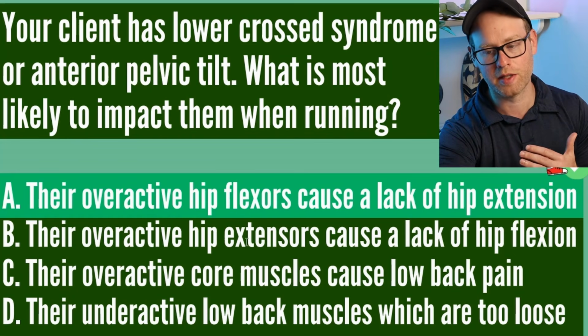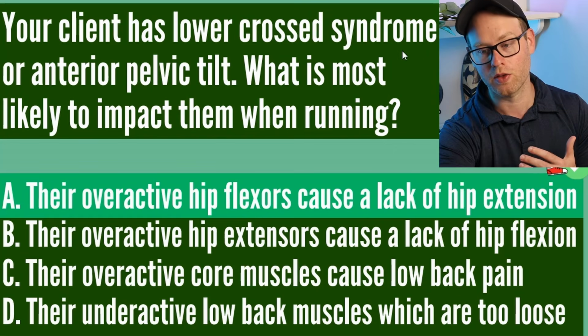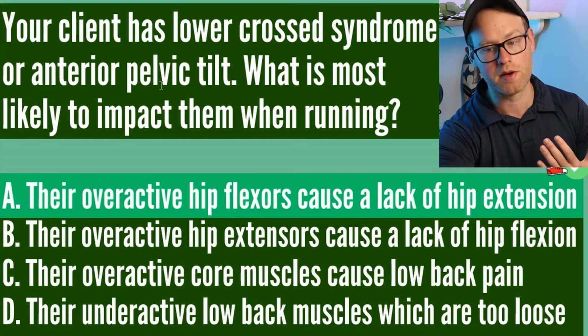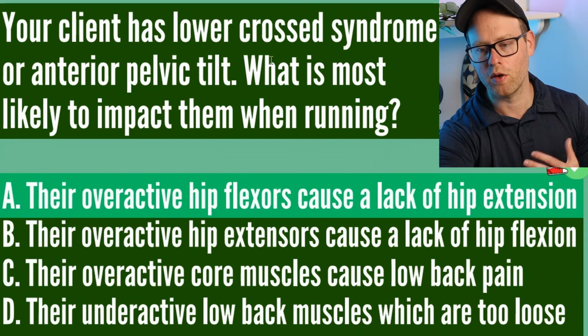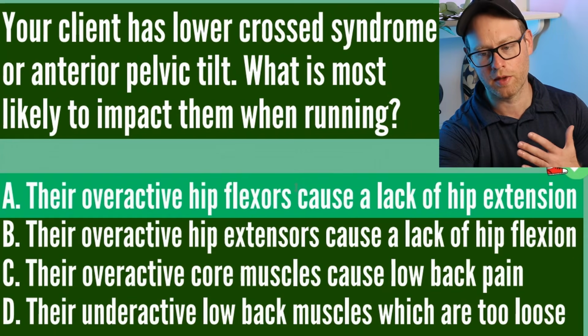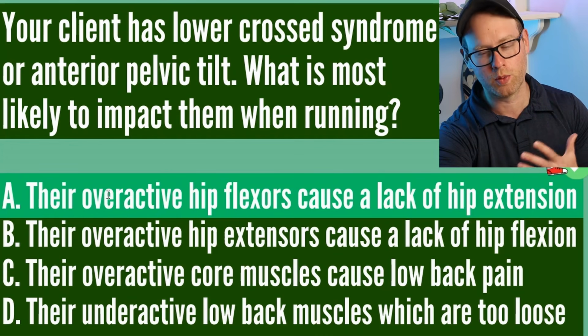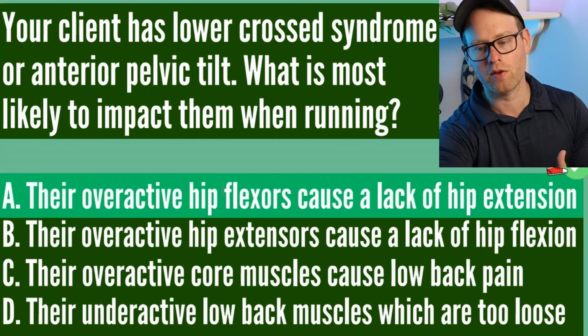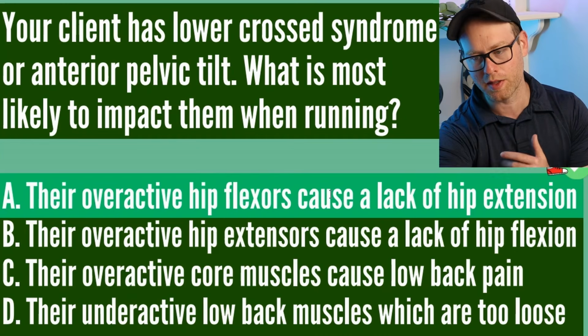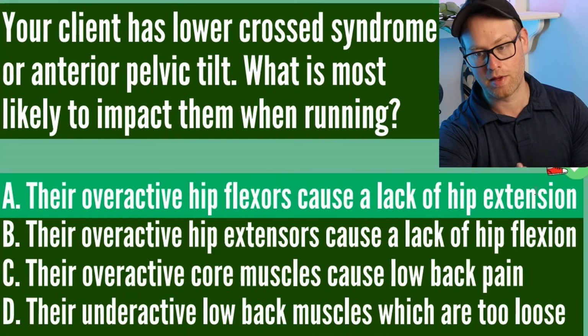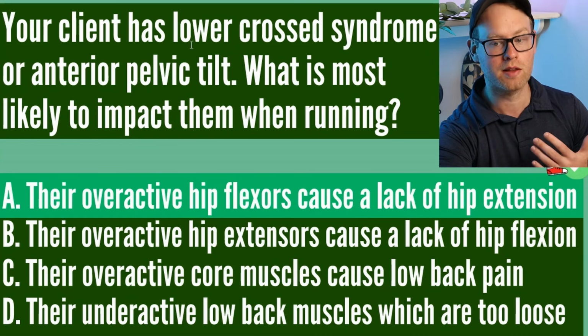B, their overactive hip extensors cause a lack of hip flexion. So in lower cross syndrome or anterior pelvic tilt, this is the opposite of what is true. Hip extensors, so glutes, hamstrings, things like that, that extend that hip backwards, yeah, they are underactive, so we can rule out answer B as well. And again, if you know what lower cross syndrome is, then you would know the hip flexors are overactive, so this answer should pretty much catch your eye right away, and then of course you have to make sure the rest of it is correct. So their overactive hip flexors would cause a lack of hip extension. Yeah, that makes sense, and that is what happens in lower cross syndrome.